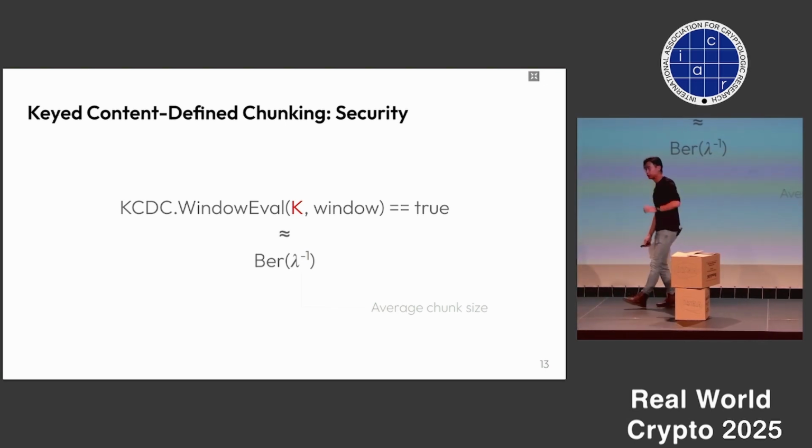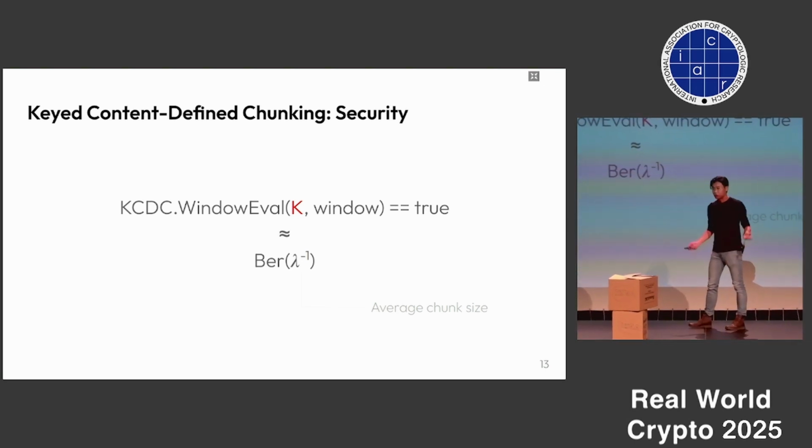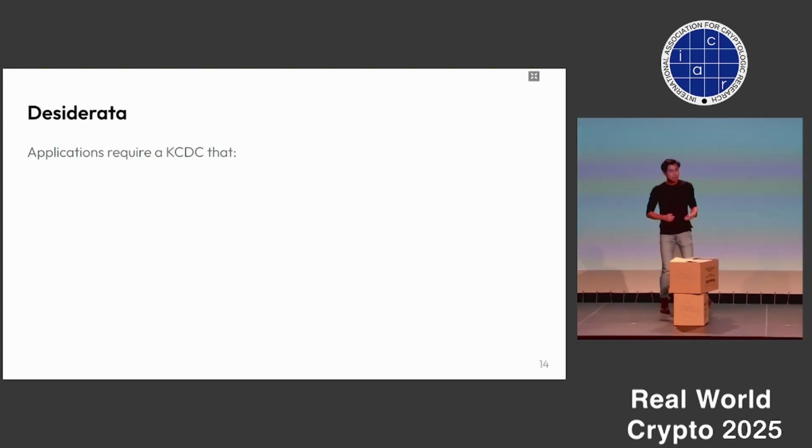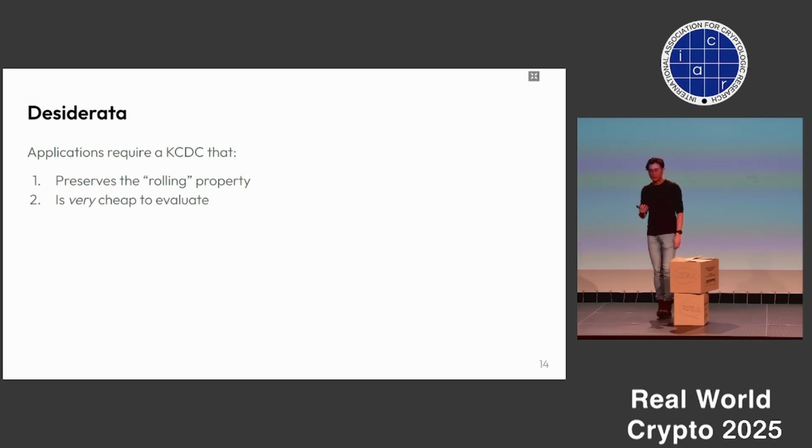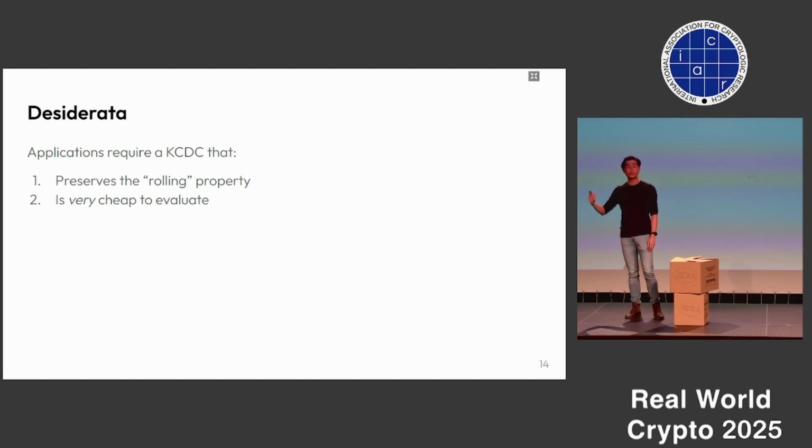All right, thank you, Matteo, for spoiling the surprise. Anyway, so let's see, what do they do in the wild? In general, applications that use keyed content-defined chunking require some performance. So in particular, we want some KCDC that preserves the rolling property that Matteo was telling you about earlier. That is, you can take an evaluation for a window and then compute the evaluation for the next window very efficiently, possibly in constant time and not linear in the size of the window. On top of this, you have to remember that KCDC, the window eval function, has to be evaluated once for every window in the file.